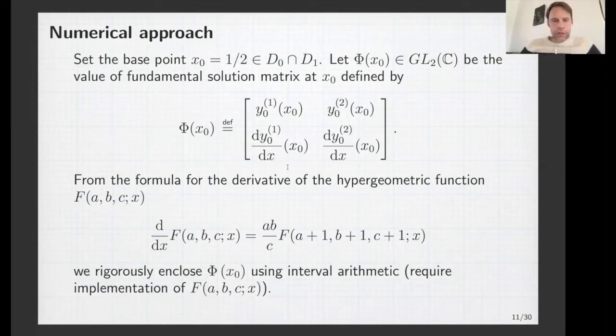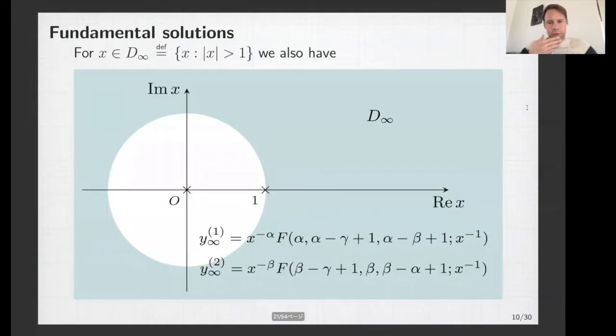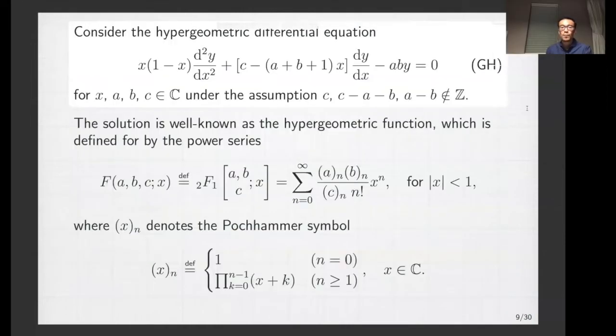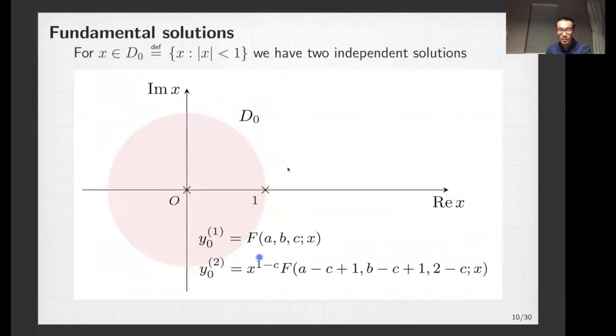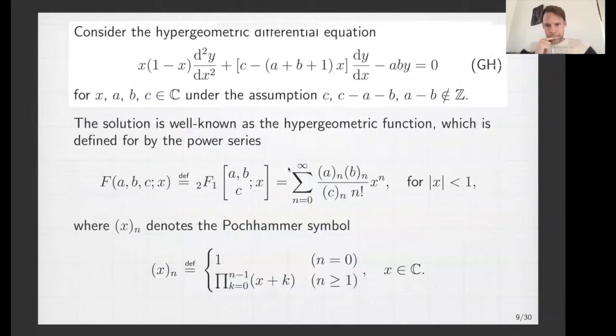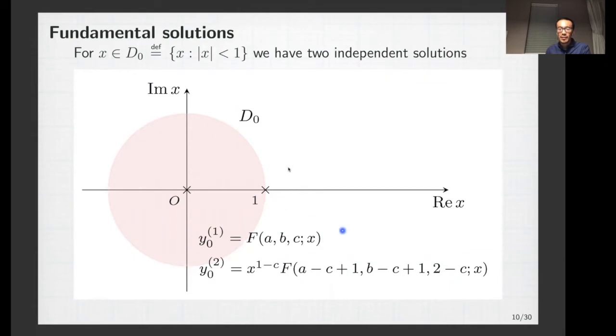I have a question. I think it was on slide 8, you assumed that a minus c was not an integer, and you had some assumptions, and I don't understand why you had these assumptions. So this assumption is related to this one. When this is an integer, we cannot write down the fundamental solution by using this formula. So we needed to construct another power series.